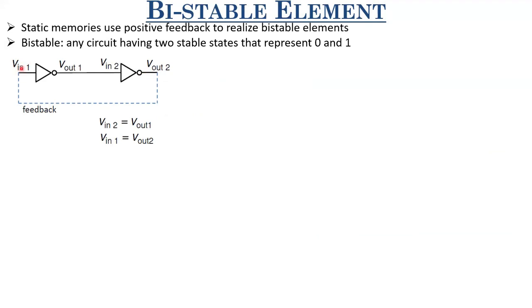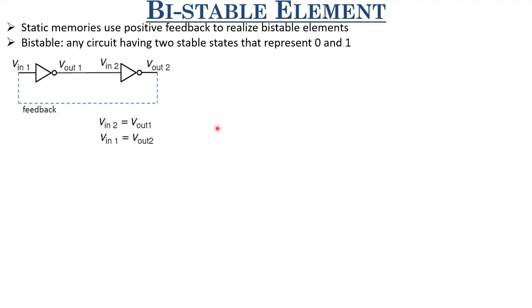Here you can see that the input is at Vin1. It goes to Vout1. Now Vout1 is actually the input of inverter 2, so Vin2 is nothing but Vout1. And because of this feedback, Vout2 becomes the input of inverter 1, so Vin1 is Vout2.